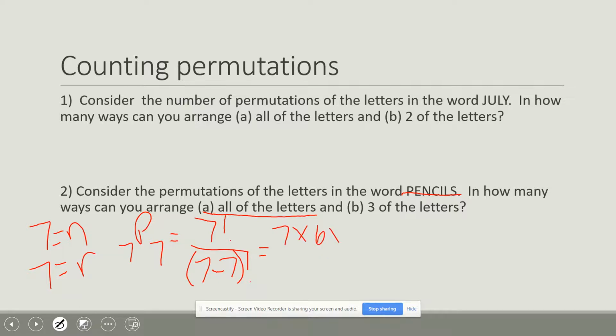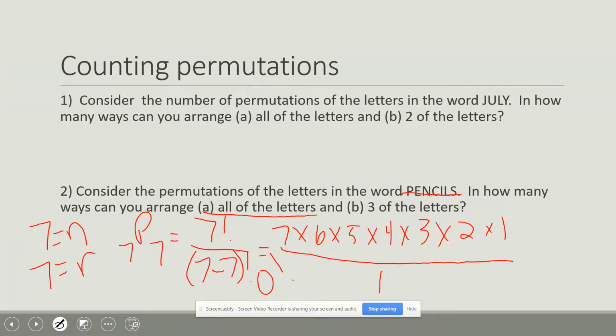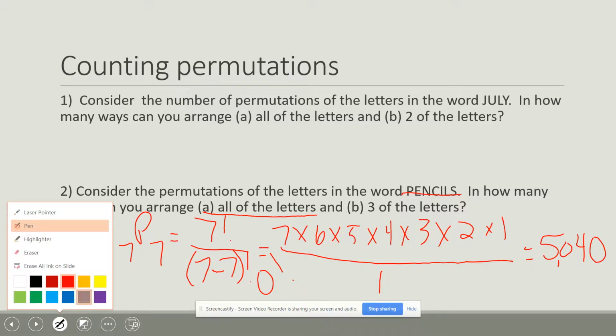Gives us 7 times 6 times 5 times 4 times 3 times 2 times 1 over 7 minus 7, which is 0 factorial, which is 1. So we multiply all of that together and we get a total of 5,040 ways. And this is what makes me so happy for these formulas, because otherwise we'd be writing 5,040 different combinations for the letters in the word pencils. That's a lot.